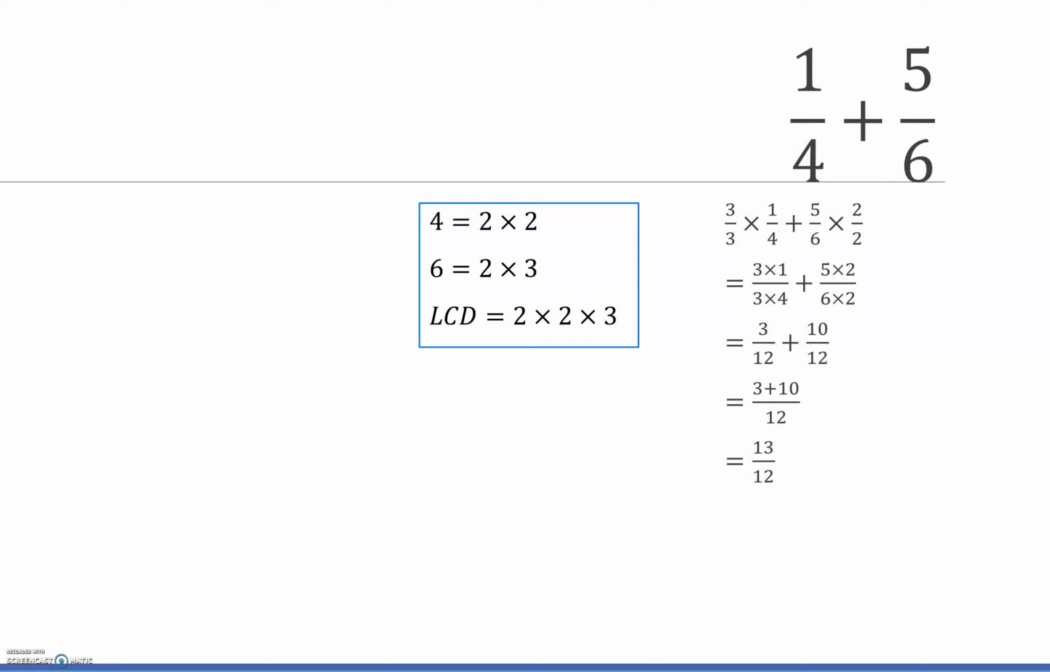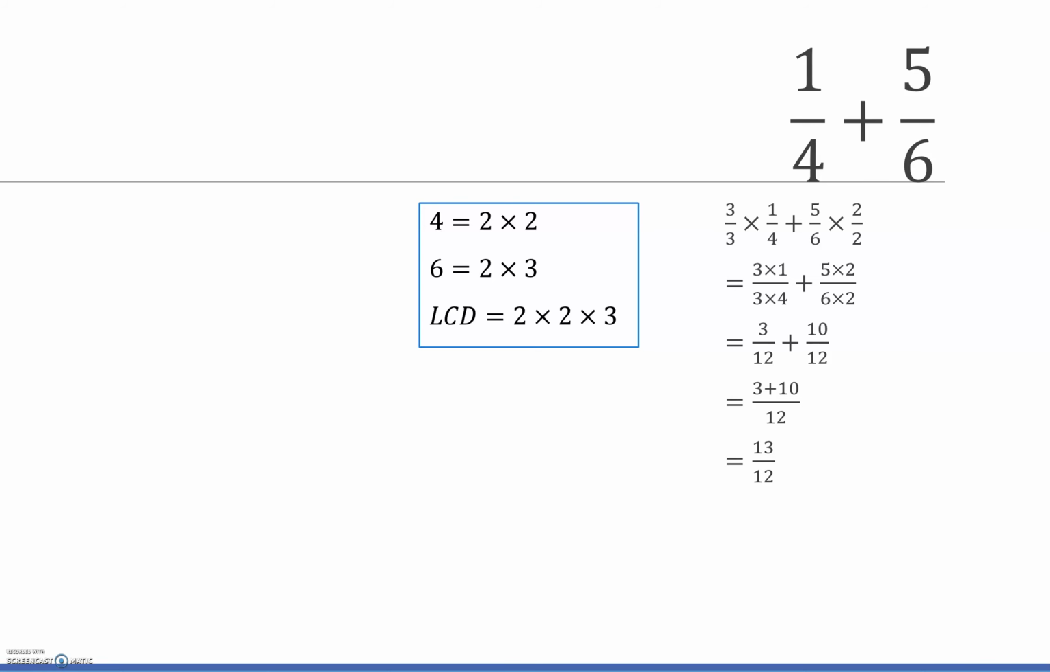Then if we look at the next line there, 3 times 1 is 3. 3 times 4 is 12. So we have 3 twelfths. 5 times 2 is 10. 6 times 2 is 12. So we have 10 twelfths. Now our denominators are the same, and we can work through the problem like we did yesterday. We'll combine the numerators to make it 3 plus 10 over 12. 3 plus 10 can be combined to make 13, and so we end up with 13 over 12. And we want to leave it as an improper fraction. You don't have to worry about changing it into a mixed number for something like this.